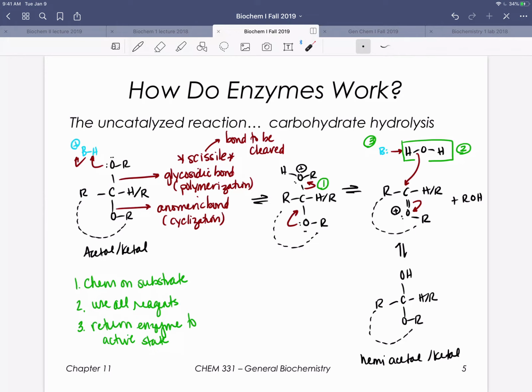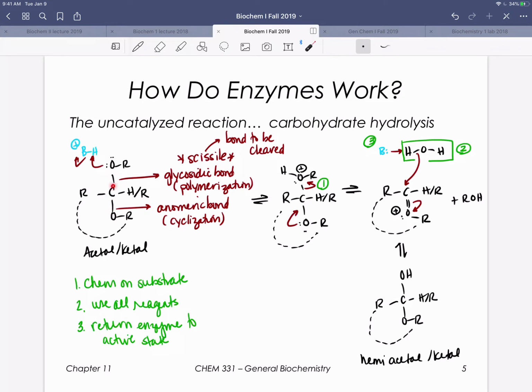So another one of our linkages that we need to think about hydrolyzing is a glycosidic bond that we'd have in carbohydrates. In this case, we're not actually drawing out carbohydrates, we're drawing the acetal or ketal. And again, an acetal or ketal is going to be determined by whether this is a hydrogen or another R group that's there. When we have our acetal here, remember this represents our cyclized sugar. So this is the anomeric bond. This is how we've cyclized our sugars.